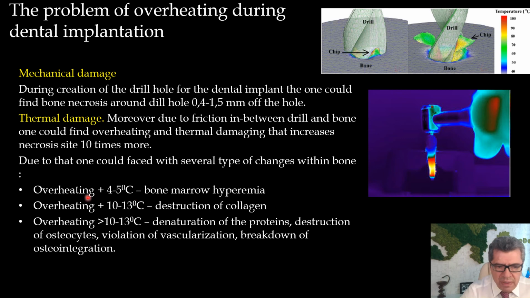If we have overheating, you should know that normally the temperature in the bone is 36-37 degrees Celsius. If there is overheating of 4 or 5 degrees Celsius, the bone marrow will become hyperemic. At 10 or 13 degrees, destruction of collagen, and beyond that denaturation of proteins, destruction of osteocytes, violation of vascularization, breakdown and osteodegeneration.